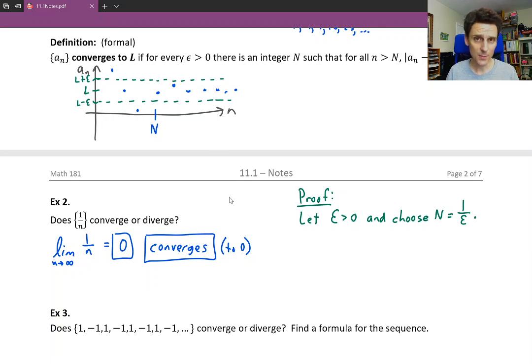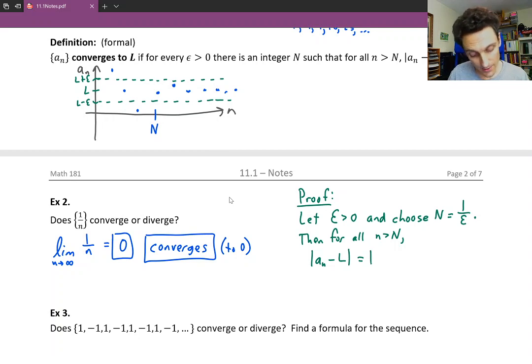So if epsilon is smaller, I'm going to have to make big N a little bit bigger. I'm going to have to go farther out in the sequence to find a place where all the terms are epsilon close to L. Then for all little n bigger than big N, what we've got to show is that the distance between the terms of the sequence and L is less than epsilon.